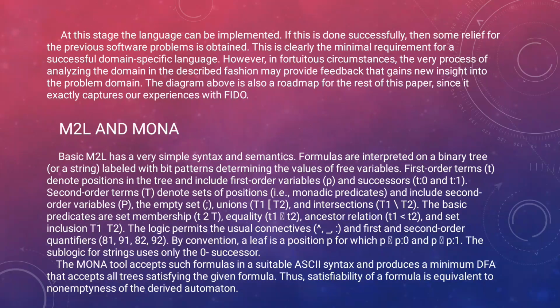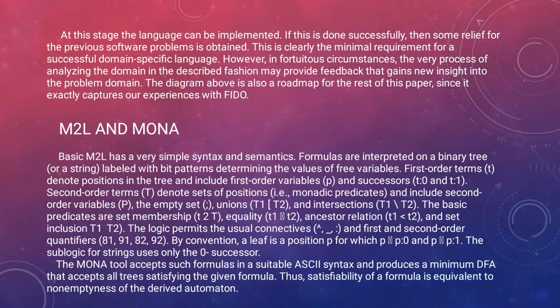M2L and Mona. Basic M2L has a very simple syntax and semantics. Formulas are interpreted on a binary tree labeled with bit patterns determining the values of free variables. First order terms denote positions in trees and include first order variables and successors. Second order terms denote sets of positions and include second order variables, the empty set, unions, and intersections.